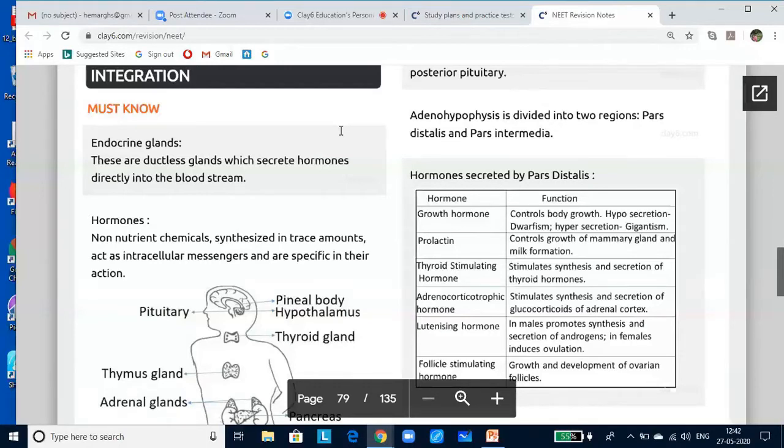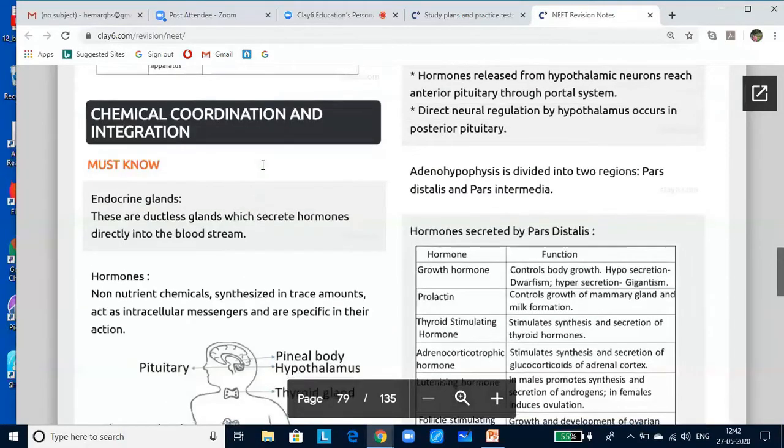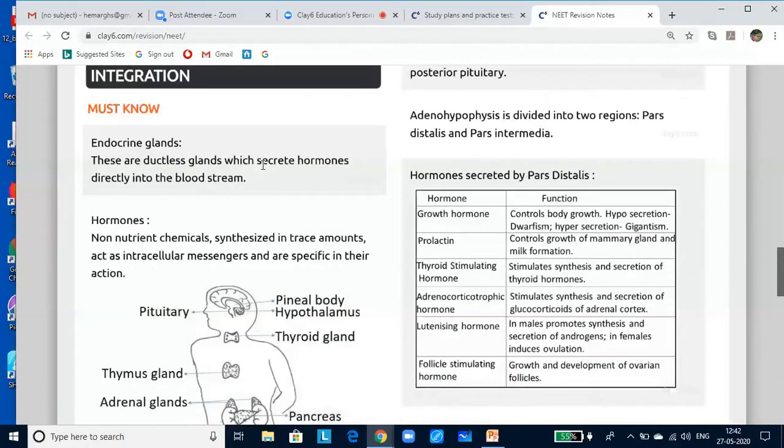Now let us begin the lesson, that is hormonal control, that is chemical control and chemical coordination and integration. So this has to do with your endocrine glands. So you know there are 2 types of glands in the human body. One is the ducted glands and another one is the ductless glands.